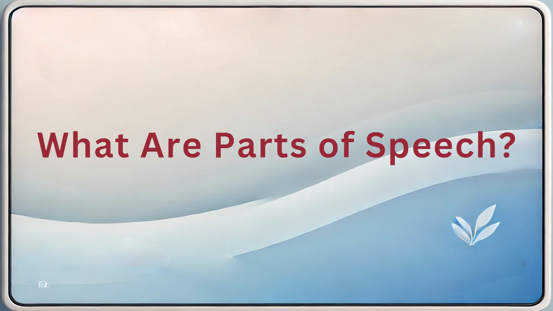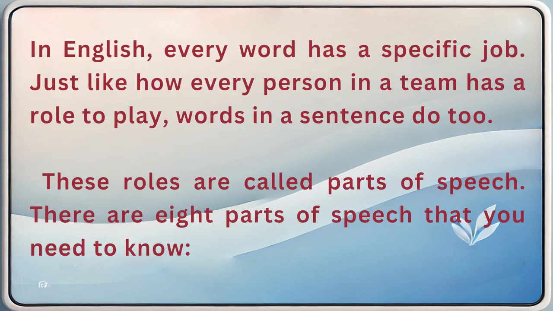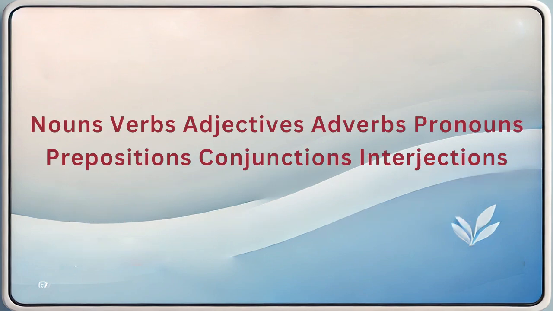What are parts of speech? In English, every word has a specific job. Just like how every person in a team has a role to play, words in a sentence do too. These roles are called parts of speech. There are 8 parts of speech that you need to know: nouns, verbs, adjectives, adverbs, pronouns, prepositions, conjunctions, interjections.